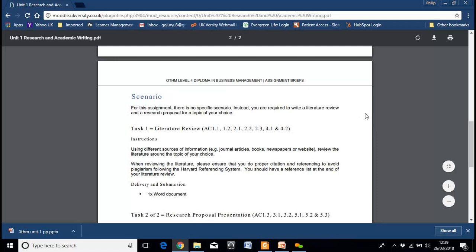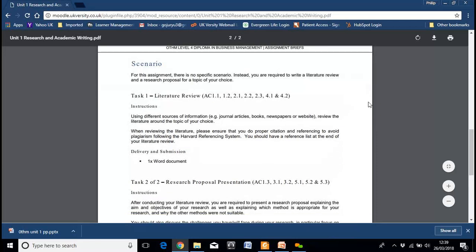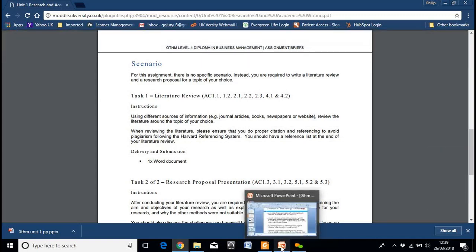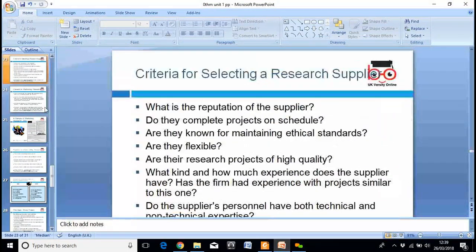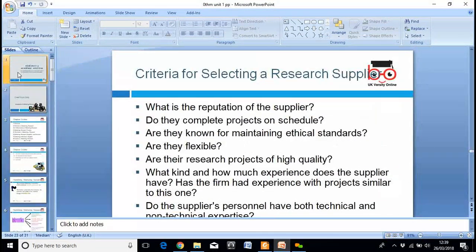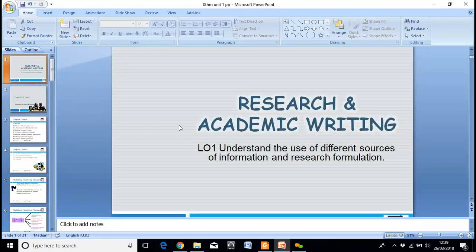What I'm going to do today is go through a PowerPoint to look at what research is all about and why we do research. And it can be a load of different things. The presentation that I'm going to produce is really covering marketing. Marketing is an area where a lot of research goes in, and it's very important, as we'll see as I go through the PowerPoint presentation. Let's start. Research and academic writing. Understand the different sources of information and research formulation.